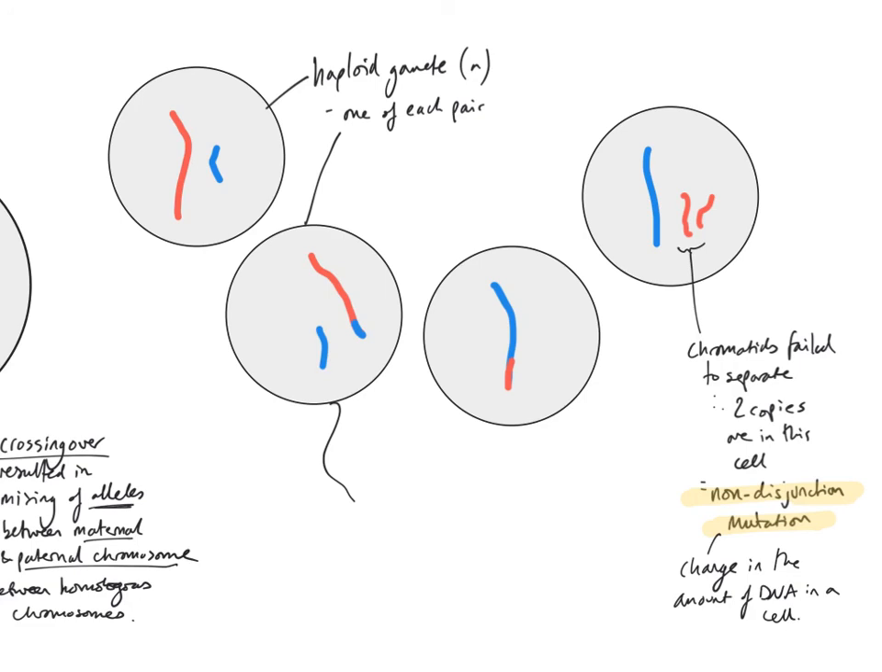Again, it is tricky. If nothing else, make sure you can do your definitions. What's crossing over in 2 marks? What's independent segregation in 2 marks? And what's a non-disjunction mutation in 2 marks? What's a haploid cell? What's a diploid cell?